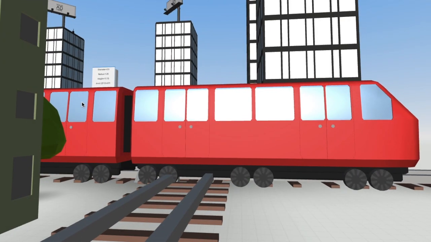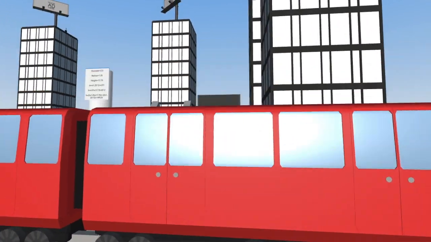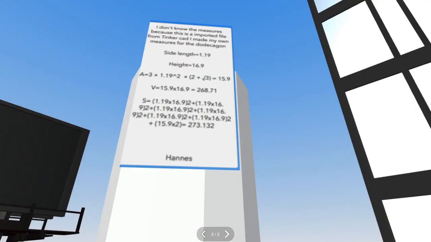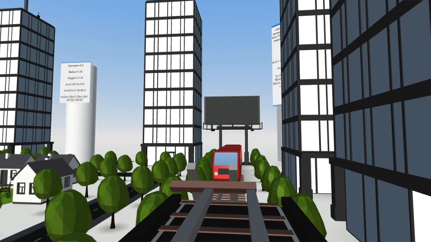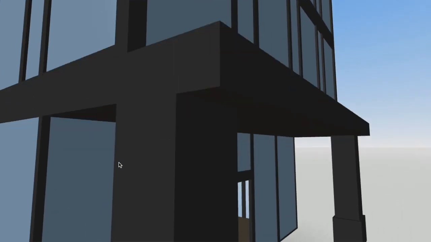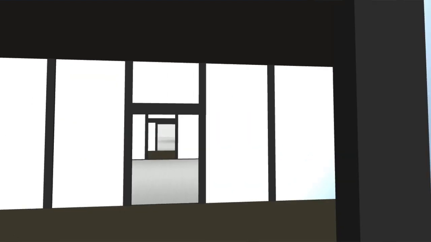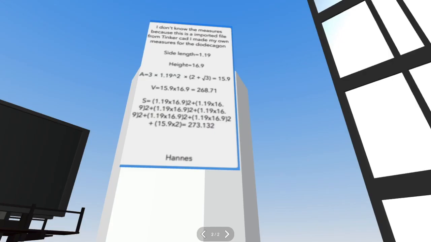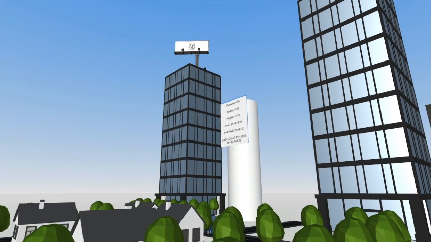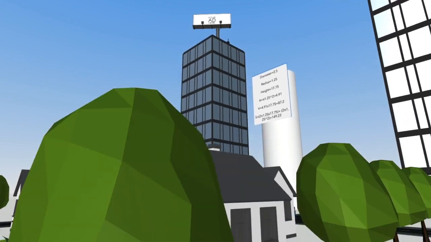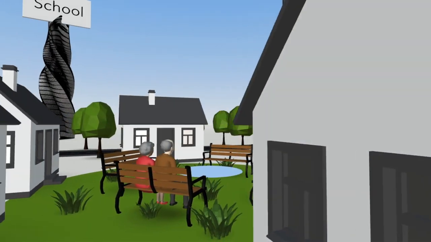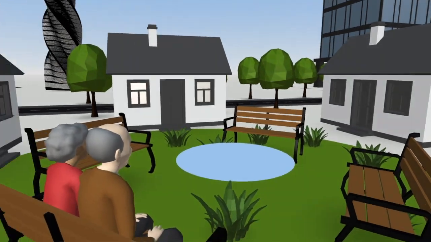The volume is equal to 15.9 times 16.9, which is equal to 268.71. This is because 15.9 is the area on the top. So you just have to do pieces of this 15.9, the area, down 16.9 times, like in the circle, which all together equals 268.71.